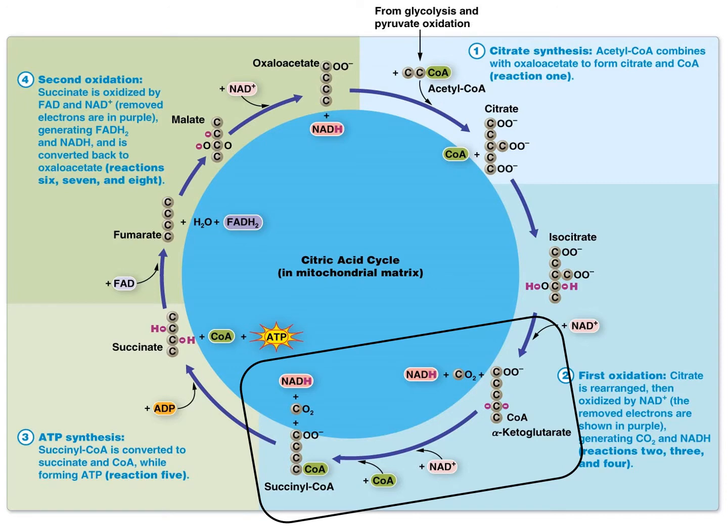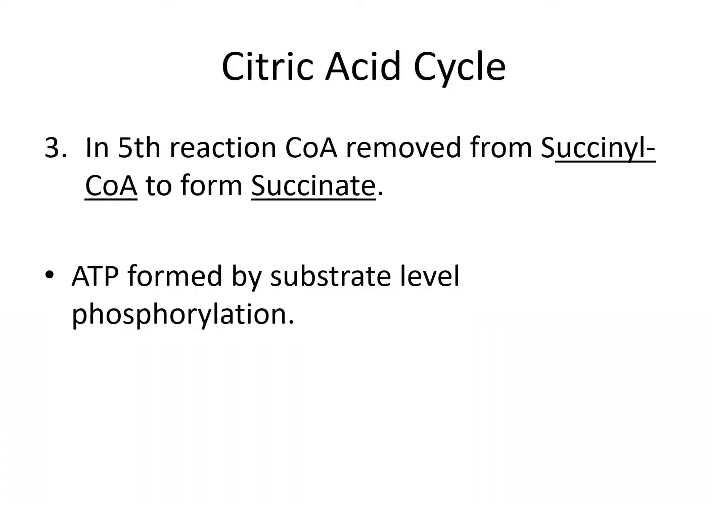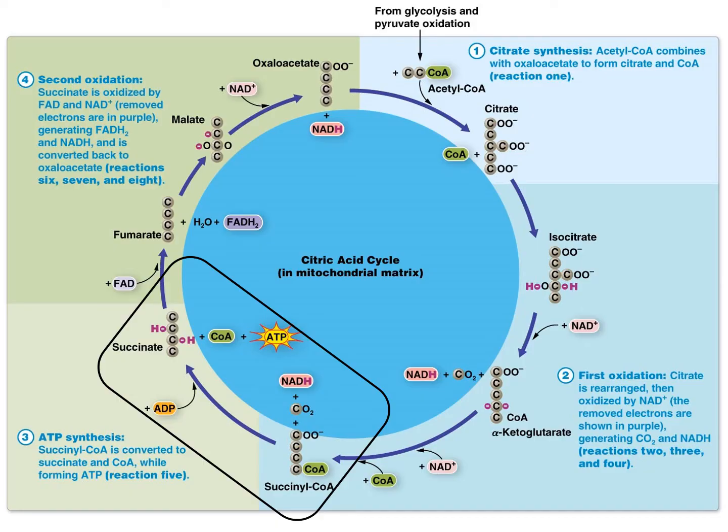Okay, so here are the chemical reactions in the citric acid cycle. And so this reaction yields succinyl-CoA and NADH. So notice we have an NADH formed here, and we have an NADH formed here. In the fifth reaction, coenzyme A is removed from succinyl-CoA to form succinate. Now, at this step, ATP is formed by substrate level phosphorylation. Okay, so here we have succinyl-CoA losing its coenzyme A to form succinate, and ATP is formed.